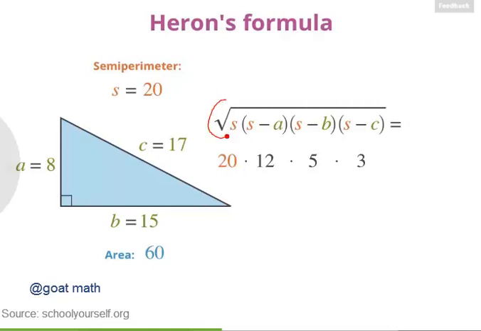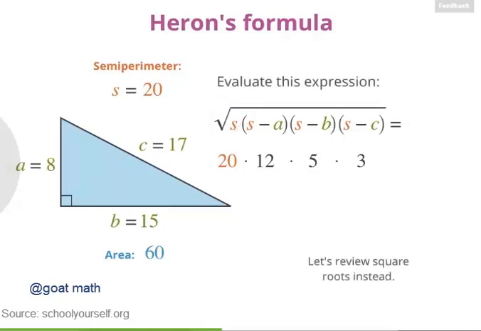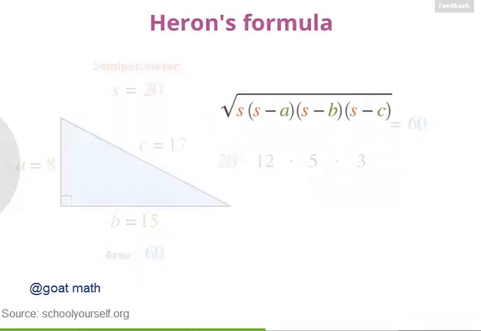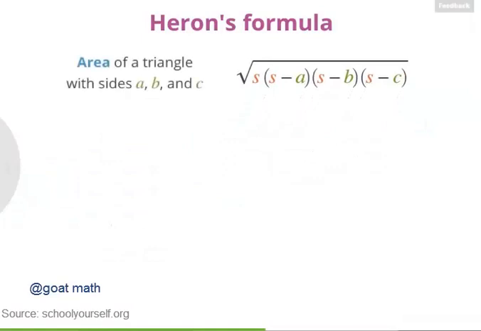Finally, what's the square root of this expression? So what's the square root of 3,600? Right, it's 60. And that happens to be the exact area you found at the beginning. So this is Heron's formula. It's a way to find the area of a triangle when you know its three side lengths.